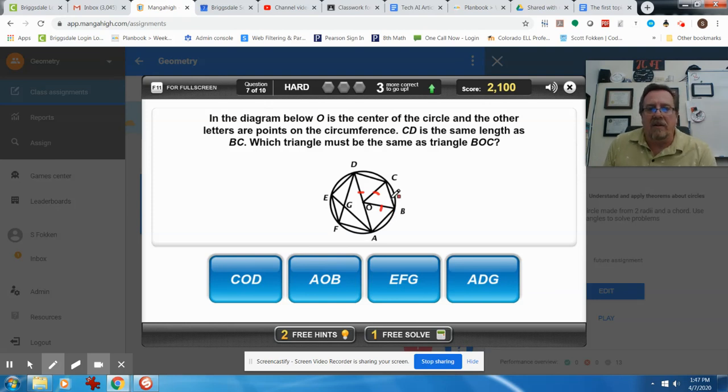And then it told us earlier that BC was the same length as CD. So these two are the same length as each other, right? So we know that those two triangles are the same by side, side, side. They're congruent triangles. So which triangle is the same as BOC? Well, that would be COD. Ta-da!